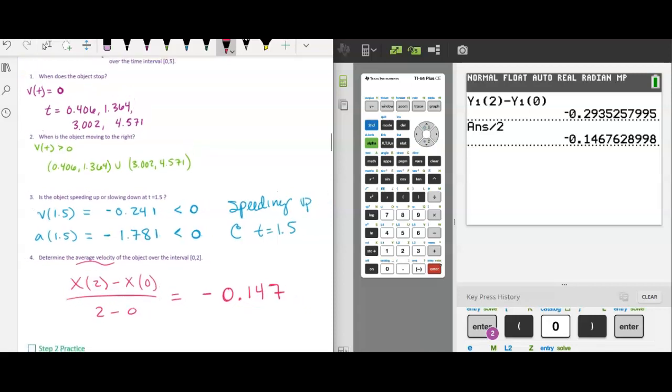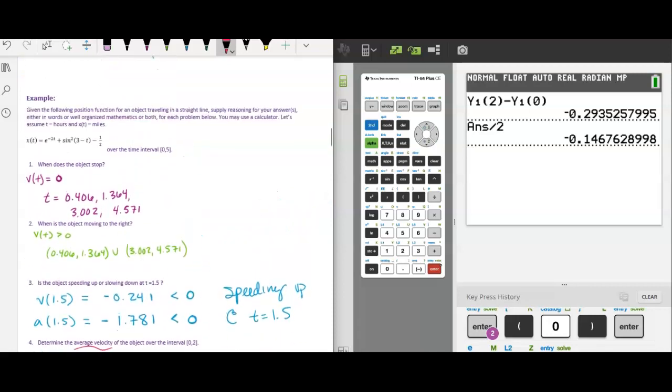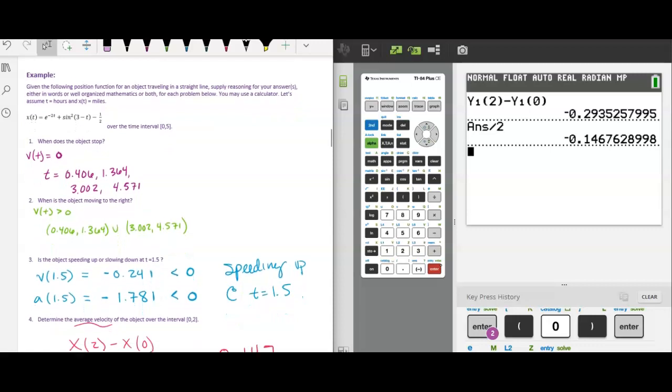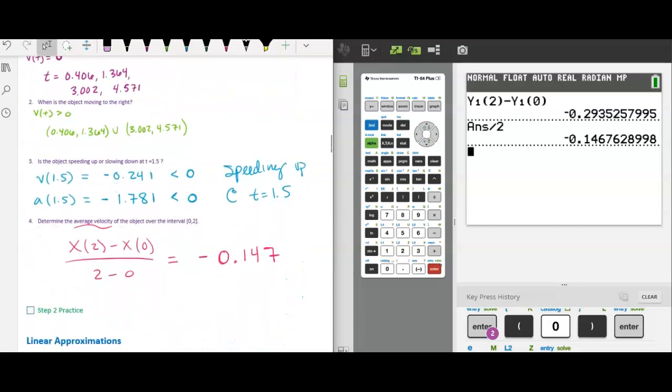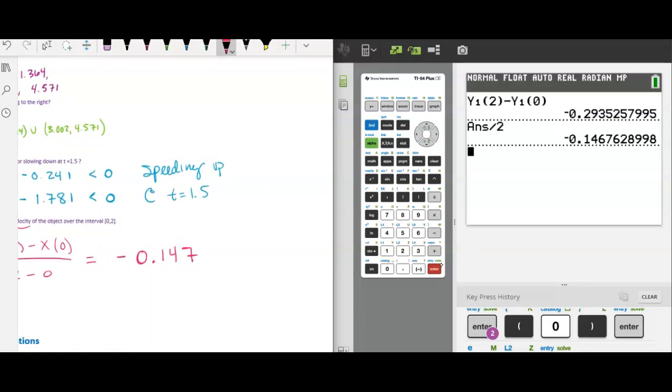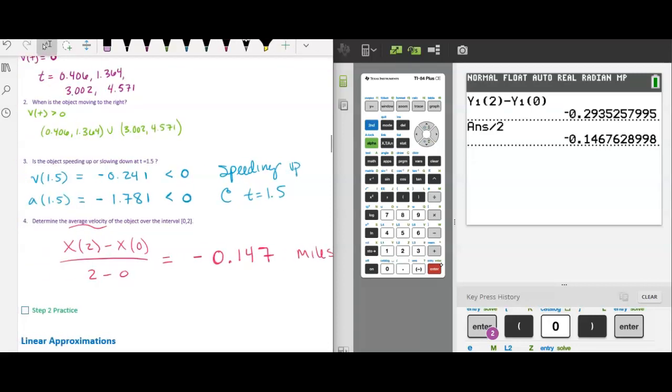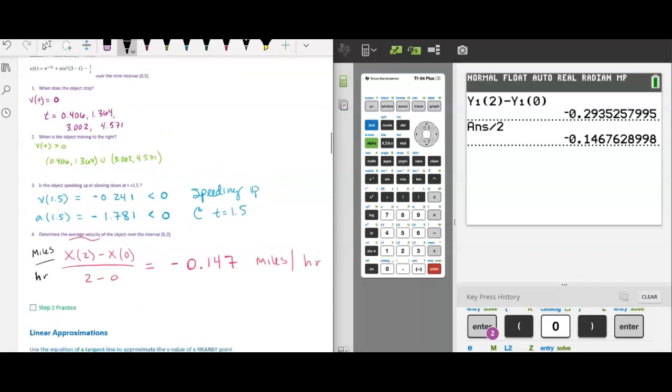And the units of velocity will be miles per hour, in this case, because x of t is measured in miles and t is measured in hours.